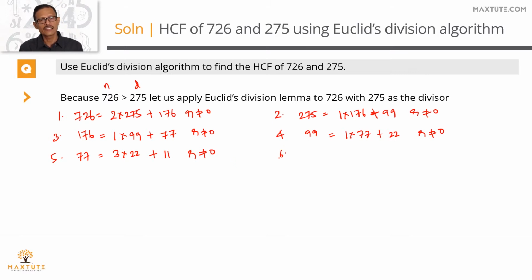In this step, we'll take 22 as a number or as a dividend, and the remainder of the previous step, 11, is going to be the divisor. So 22 equals 2 times 11, and the remainder of this step equals 0. In this step, the remainder is equal to 0. So the divisor of this step, 11, happens to be the HCF of these two numbers, 726 and 275.